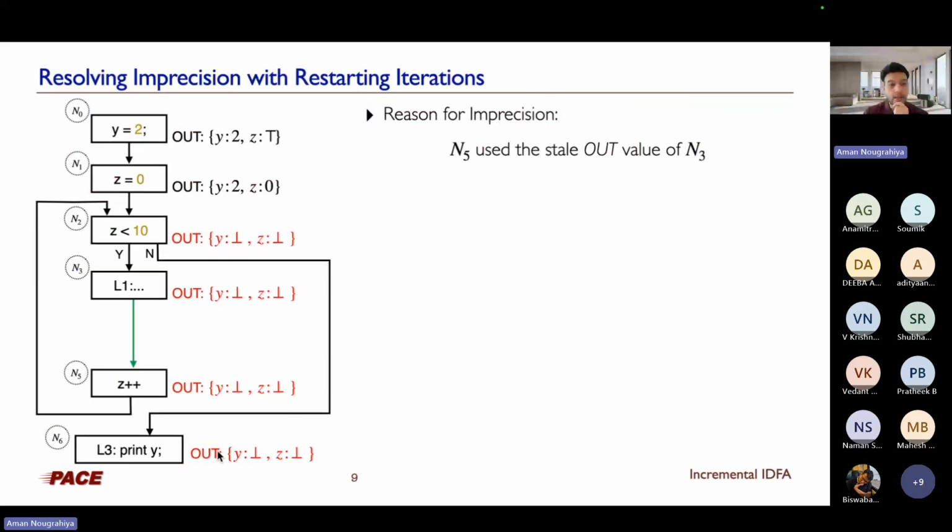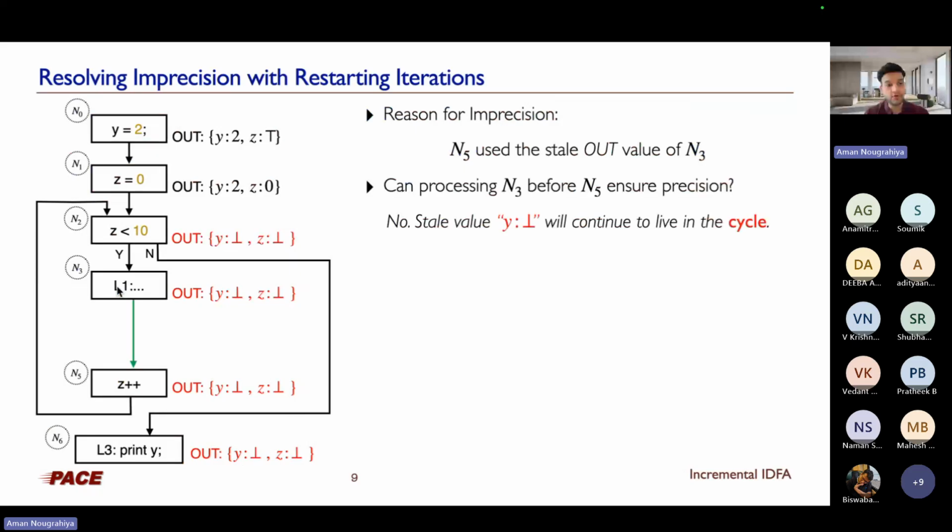So now let's understand what is the reason behind this imprecision. The reason is the cycle here. In this cycle, if you'll notice, when I am processing N5, I rely on the stale value of N3. One might ask, what if you process N3 before N5? The issue is N3 will read from N2, N2 will read from N5 and so on, right? So no matter which node we process first, if we are reading from the stale values, we will continue to get stale values in a cycle. So that's the main thing to remember: cycles are the reason for imprecision.